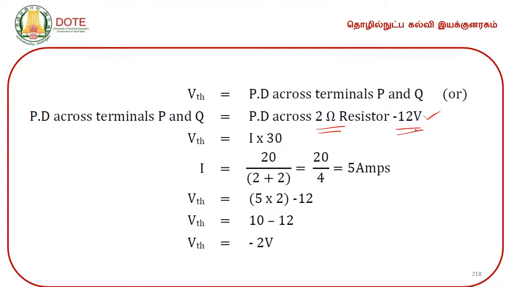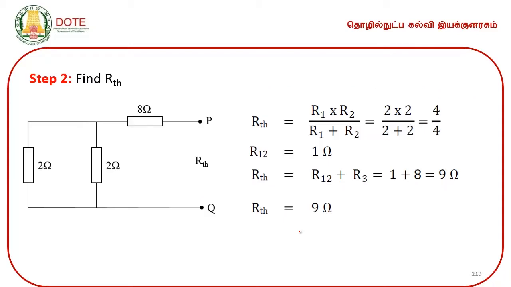So, VTH is equal to I into 30, which will yield you 5 amperes of current, then VTH is equal to minus 2 volts. And then we need to find out RTH. For this we need to replace all the voltage sources by their respective internal resistances. If there is any current source, we need to open circuit it. Then find out RTH.